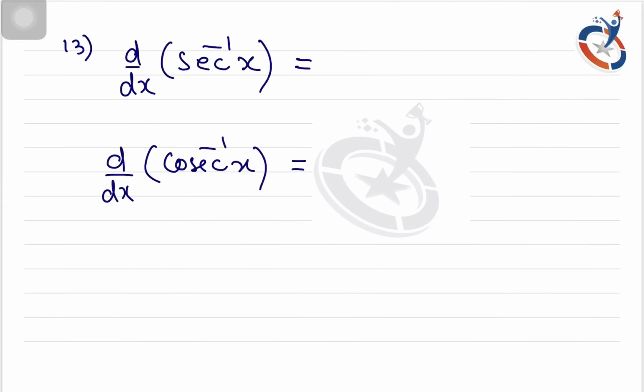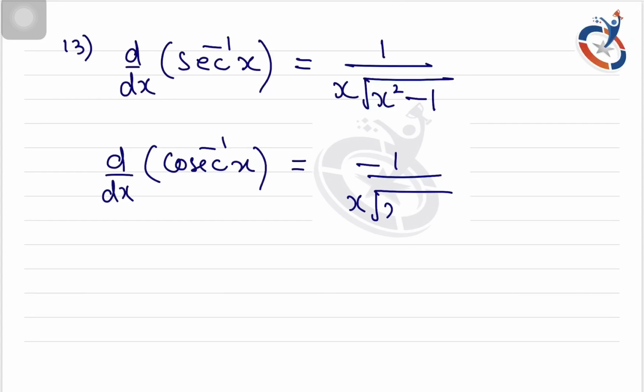The last formula, derivative of sec inverse x. Now sec inverse x, the derivative is 1 upon x into root of x square minus 1. Cosec inverse उसका negative है, तो it becomes minus 1 upon x into root of x square minus 1. So please learn all the formulas thoroughly. Then you can learn the rules and start the sums there.